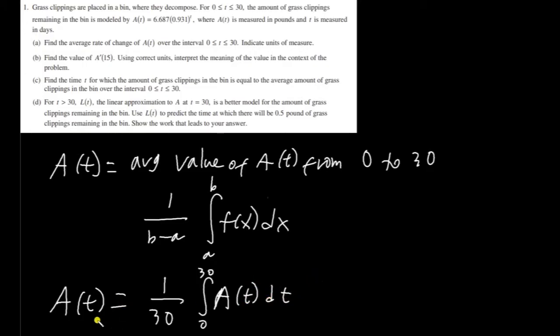So this whole thing, you can put straight into your calculator in a graph. This will go in y1 for the graph, and this will go in y2, and you'll graph it and find the intersection point. When you find the intersection point, you can note the x value, and that's going to be the t value for the intersection point. That's going to be where the amount of grass clippings is equal to the average. And this happens at t equals 12.415.